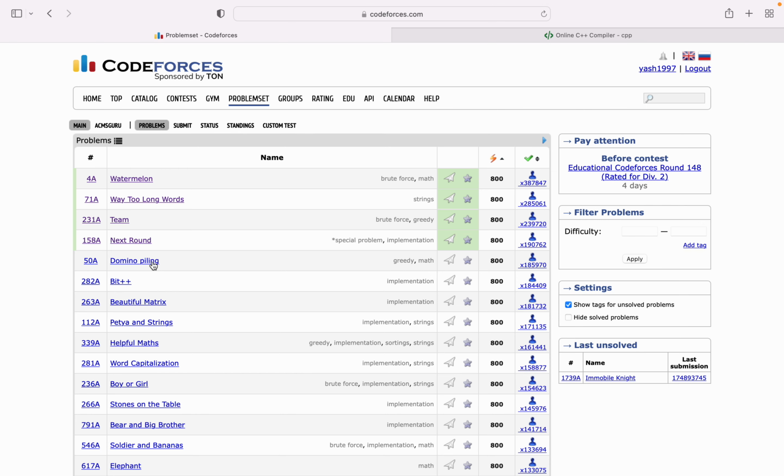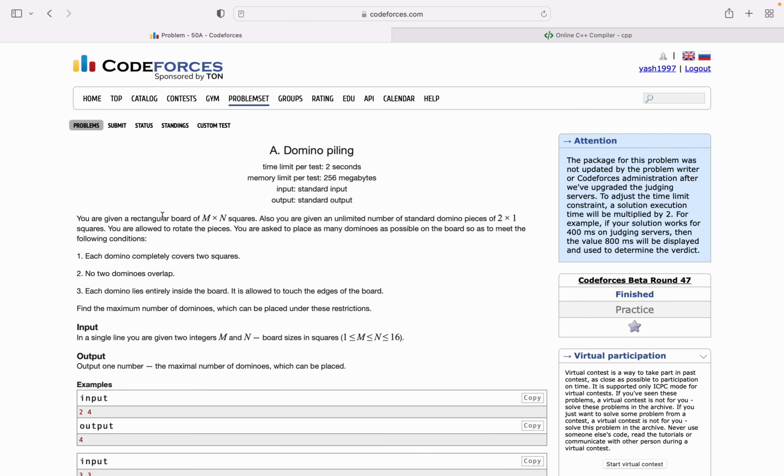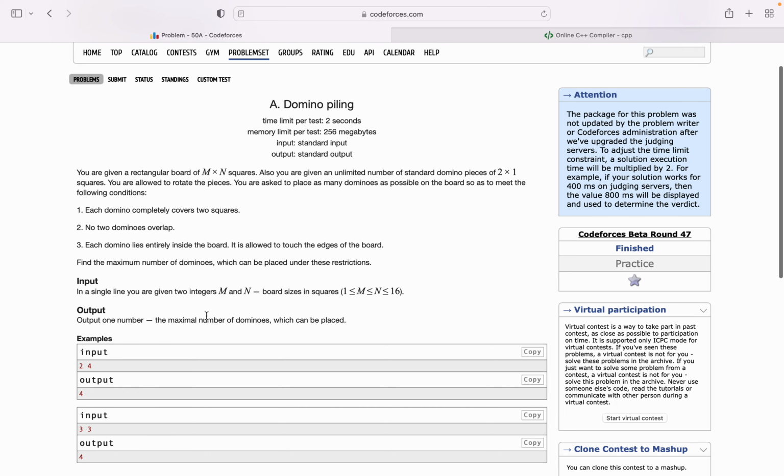Codeforces, which is Domino piling. So let's go. So just telling that it's 2 cross 1 squares.